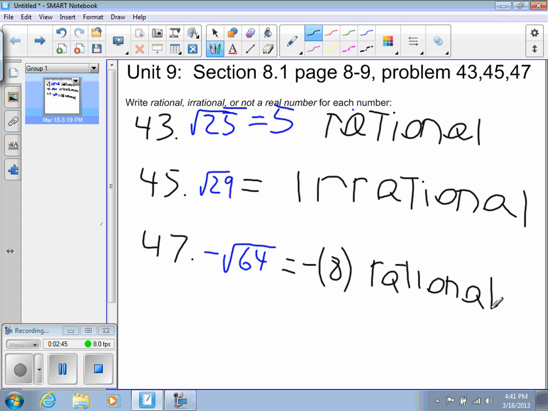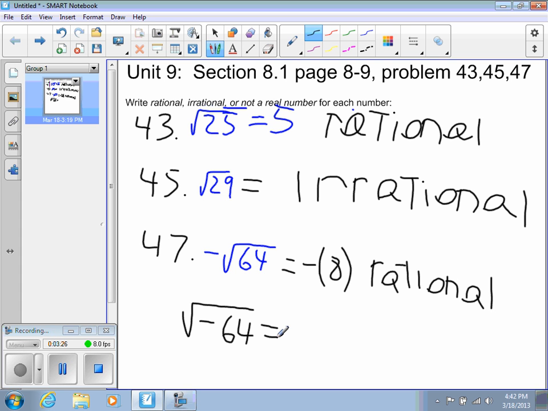So, what would be an example of one that's not a real number? Anything with a negative inside the radical. Let's say we had the square root of negative 64. Well, the square root means that if we take this number and multiply it by itself, if we square it, we're going to get what's inside. So is there any number that we can square and get a negative number?